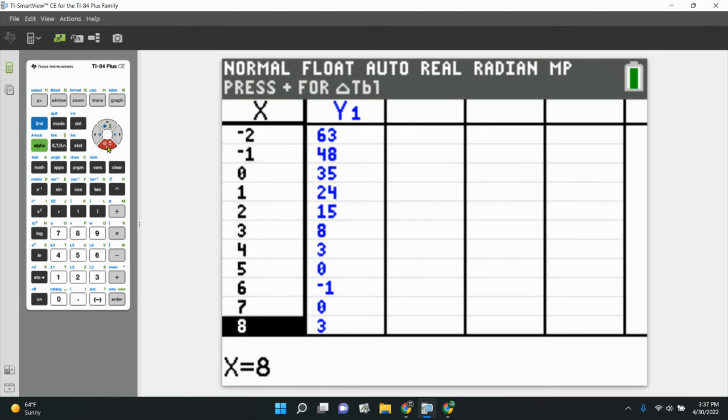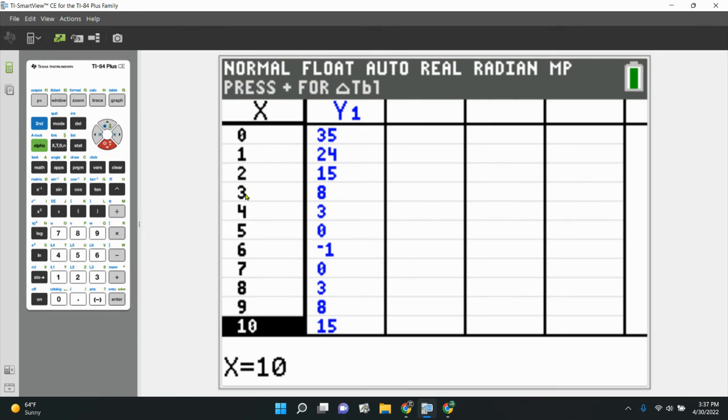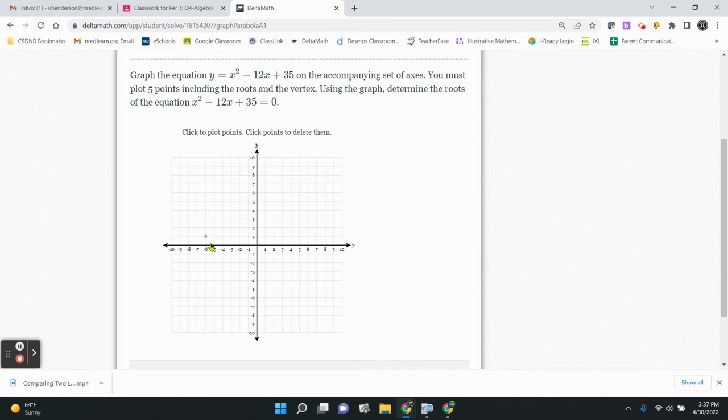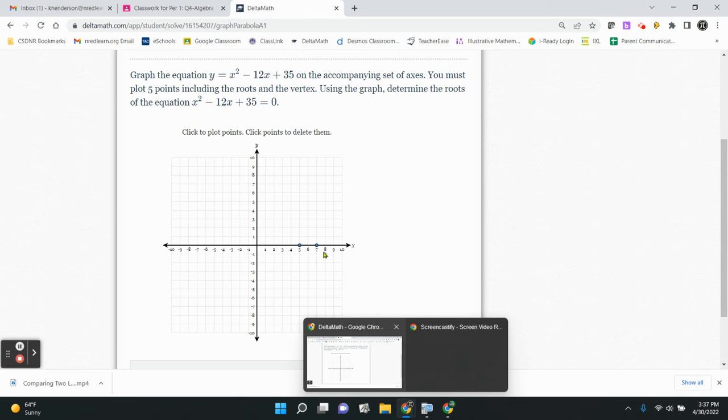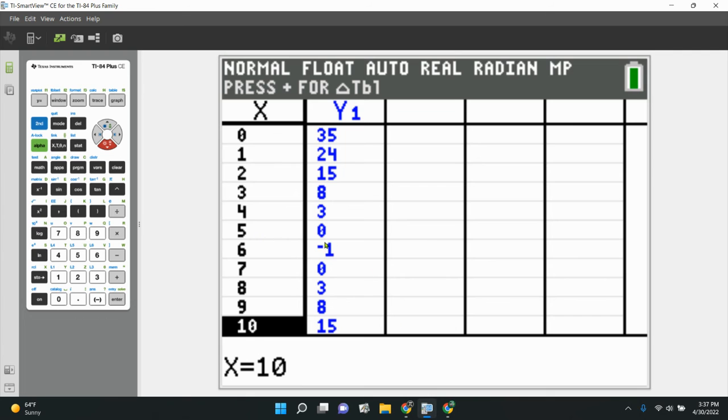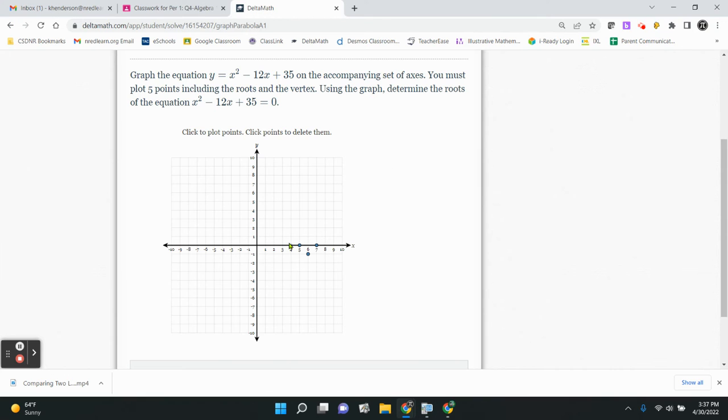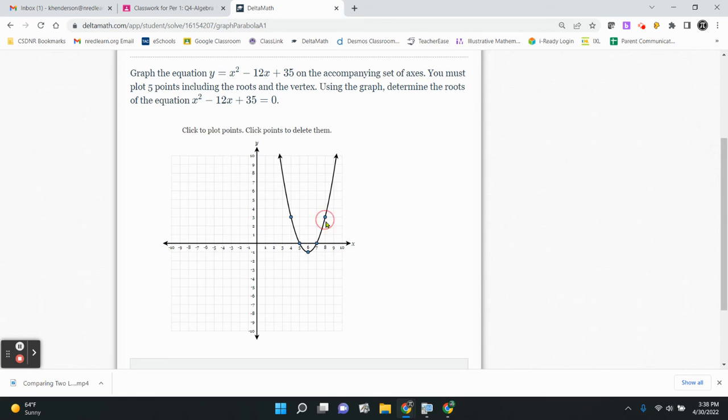So let's get down to something we can graph. Here we go. 3, 8. Here's the zeros. 5, 0, 7, 0, and 6, negative 1. Oops, that's negative 5. Is that what we had? 5, 0, 7, 0, 6, negative 1. And 4, 3. And then that's 8, 3.